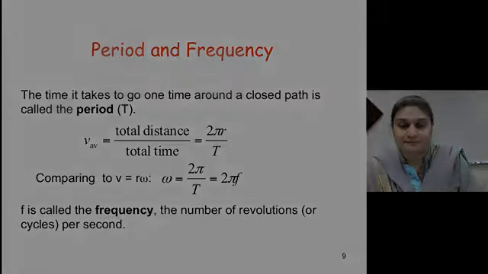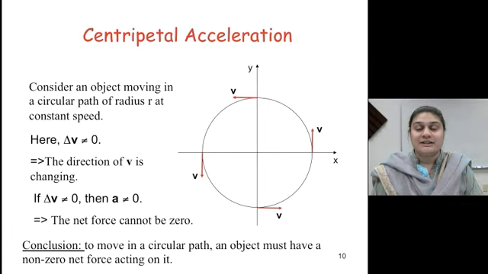Now let's talk about centripetal acceleration in a little bit more detail. To keep an object moving in a circular path, you constantly have to change its direction. That means that even if the speed is constant, the velocity of that object is not. So if the velocity of that object is not constant, that means there is an acceleration, which means there is a force according to Newton's second law. So we can conclude that in order to keep an object moving in a circular path, the object must have a non-zero net force that acts on it at all times.